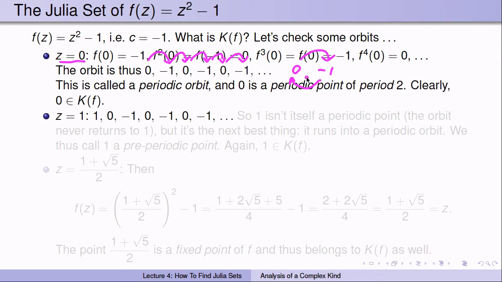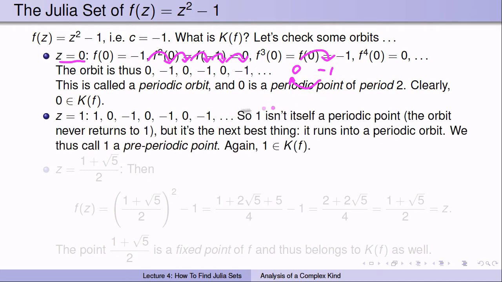Let's look at another point z. Let's look at the point z equals 1. 1 gets mapped under f to 1 squared minus 1, that's 0. 0 gets mapped to negative 1. As we found before, negative 1 gets mapped to 0, 0 to negative 1, negative 1 to 0, 0 to negative 1. So 1 itself isn't a periodic point because the orbit never returns to 1. It is called a pre-periodic point.